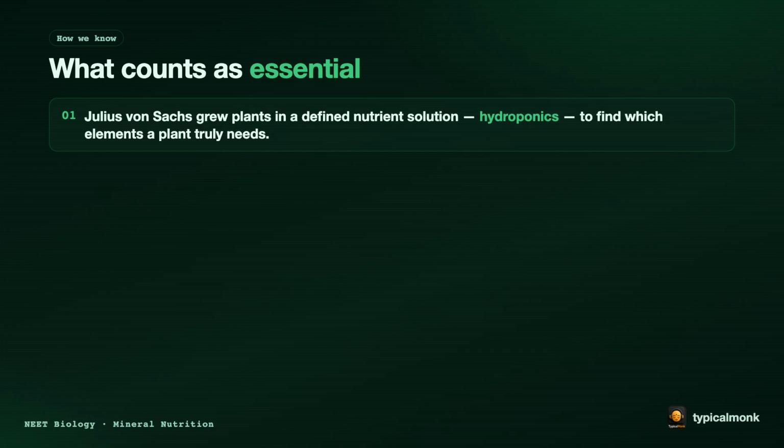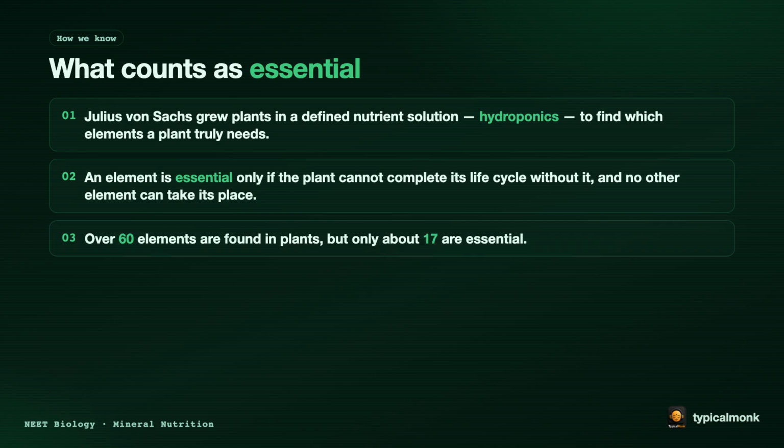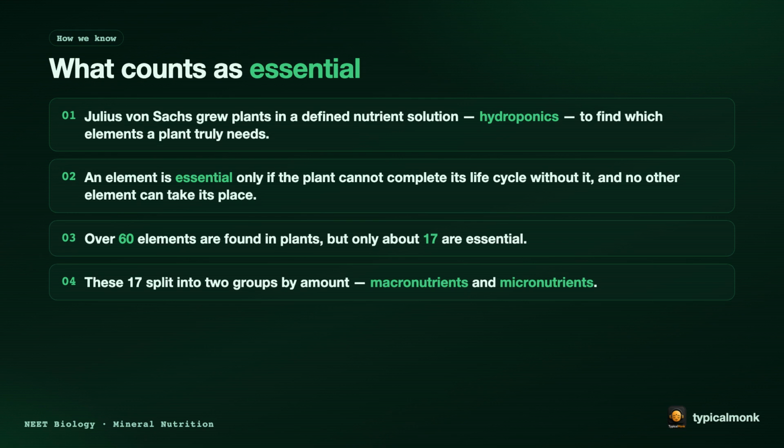First, when does an element count as essential? Julius von Sachs grew plants in a defined nutrient solution. This is called hydroponics, to find out which elements a plant truly needs. An element is essential only if the plant cannot complete its life cycle without it, and no other element can take its place. More than 60 elements are found in plants, but only about 17 are essential. And these 17 split into 2 groups by amount, macronutrients and micronutrients.